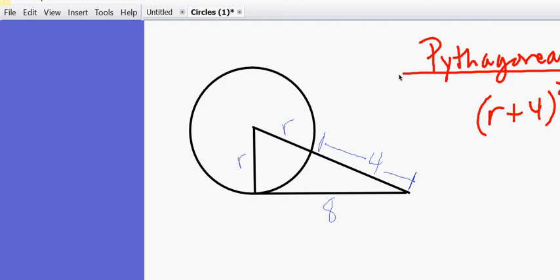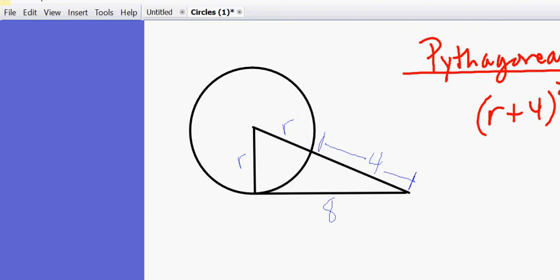equals r squared plus 8 squared. What I just did was set up an equation for r using the Pythagorean theorem. Now, there's going to be a little bit of work to this. On the left side of this equation, we've got the square of that binomial. Well, how do you do that? We use the FOIL method.